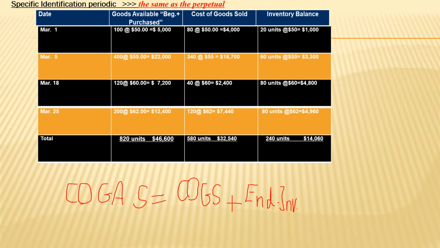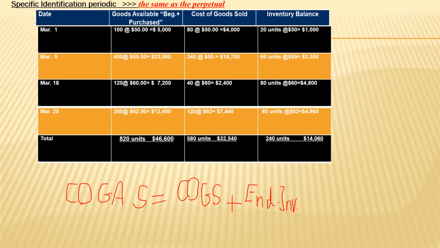And for the cost of goods available for sale, it is the same, that is 20 units of the 4600. Concerning the cost of goods sold, we are going to just see here 20 units remaining from the 100, so 8 units were sold, 6 units remaining from the 400, so 340 were sold, 8 units were remaining from the 120, so 40 were sold, 8 units remaining from the 200, so 120 were sold. And if we just make 4600 minus 14,060, it will give us 32,540. We'll just add all this column of the cost of goods sold, these four numbers, to arrive to 32,540, which is the cost of goods sold.